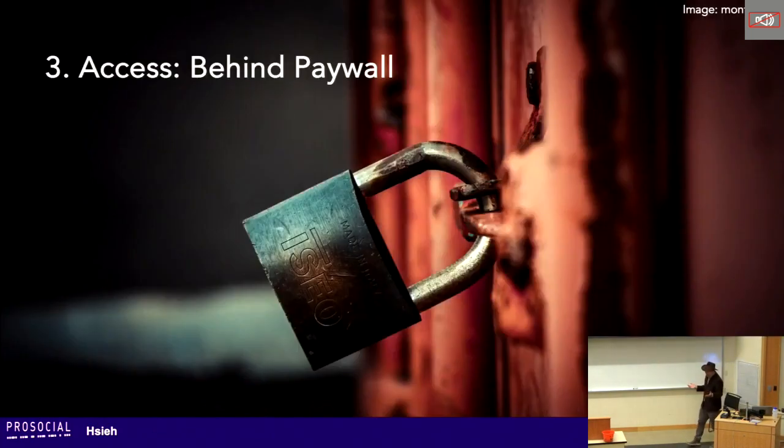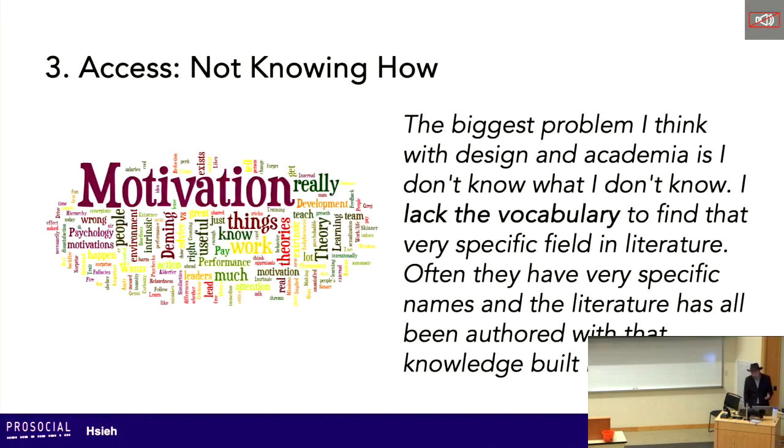Another issue, obviously, is access, right? Certainly when we started doing this work, being behind a paywall was a big thing. I'd say that has improved quite a lot over the past few years. But there's always the secondary access problem, which is not knowing how to access these papers. Even if you can go to these online scholarly repositories and get to our papers, you might not know what words to use. One participant said, "The biggest problem that I think with design academia is I don't know what I don't know. I lack the vocabulary to find that very specific field in literature. Often they have very specific names, and the literature has all been authored with that knowledge built in."